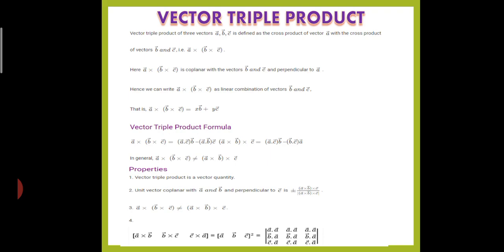Second, the unit vector coplanar with A and B and perpendicular to C is plus or minus (A cross B) cross C divided by the magnitude of (A cross B) cross C. Third, A cross (B cross C) is not equal to (A cross B) cross C. And fourth, the product of (A cross B), (B cross C), (C cross A) is equal to the scalar triple product [A, B, C] squared.